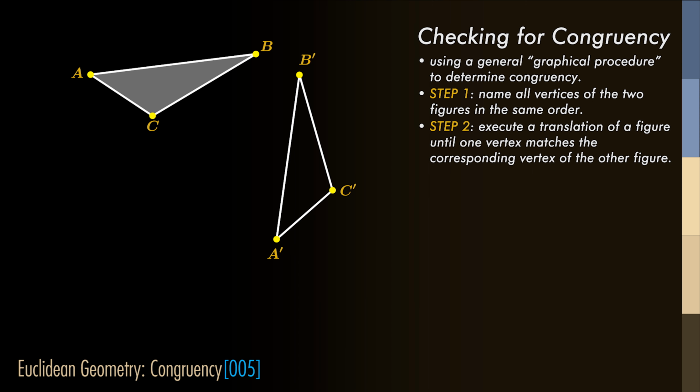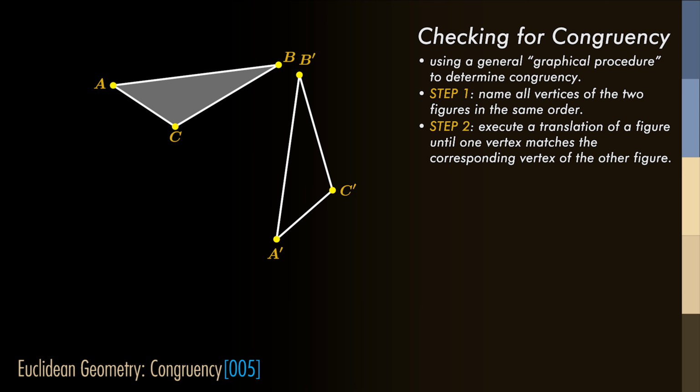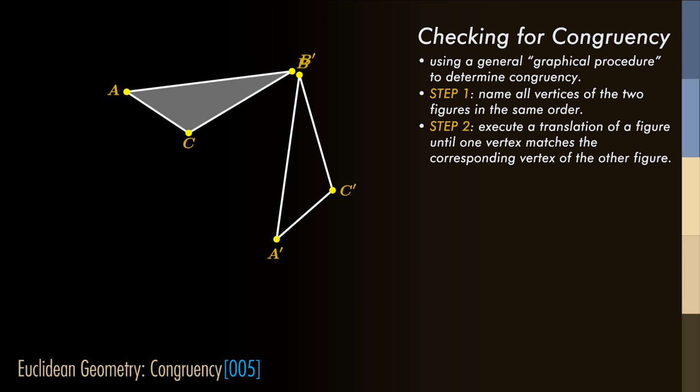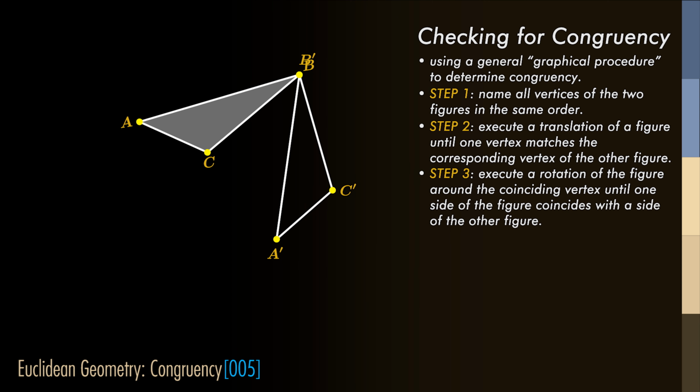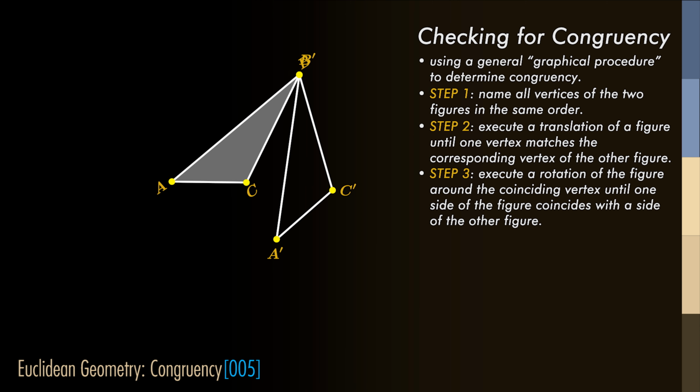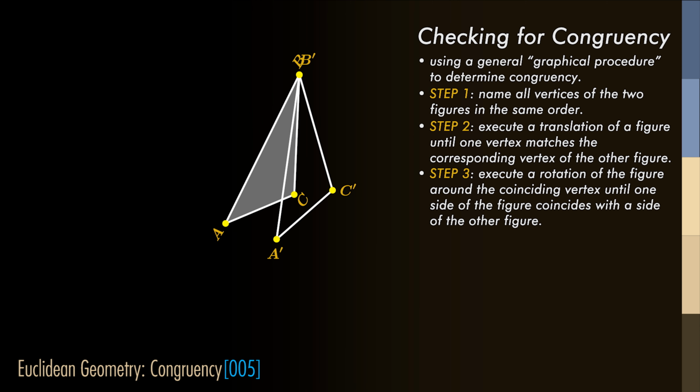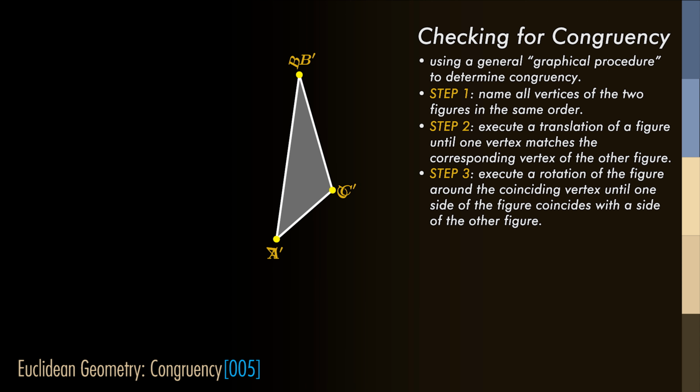The second step consists in taking a vertex of the first figure and translate it until it coincides with the matching vertex of the second figure. The third step consists of rotating the translated figure around the matching vertex until a side of the first figure coincides with a side of the second figure. We now see the two figures coincide completely with each other. So there is a direct congruency between ABC and A', B', C'.